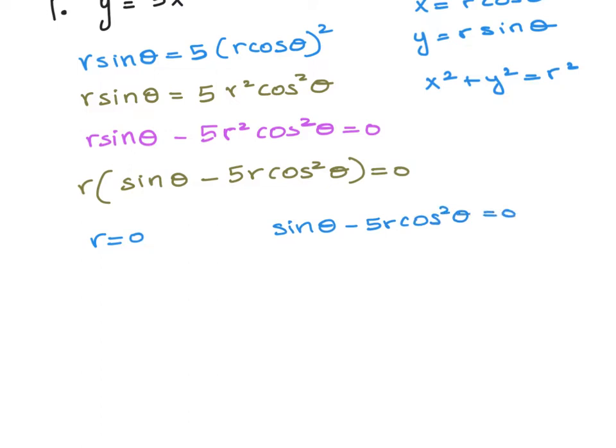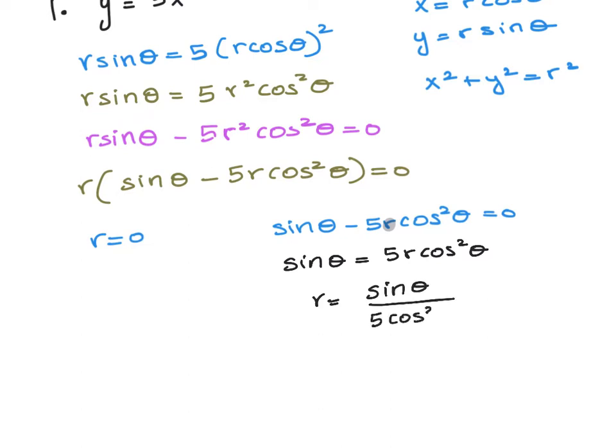Do you see an r? Isolate the r and solve for r so you can get your second equation. So then sine theta is equal to 5r cosine squared theta. To get r by itself, you are dividing both sides by 5 cosine squared theta. So that's going to be sine theta over 5 cosine squared theta.